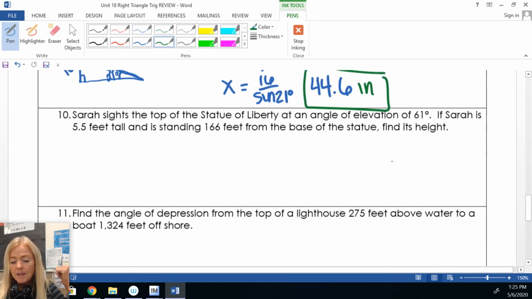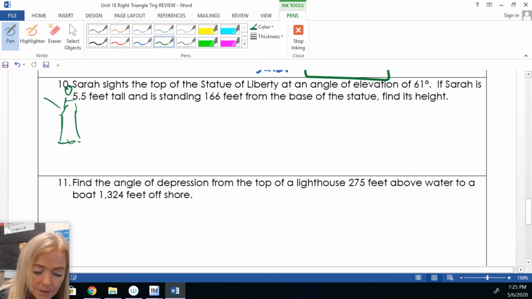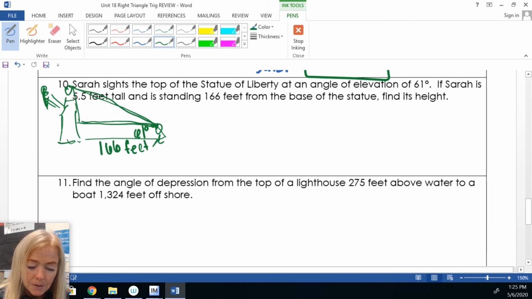All right, number 10. Sarah sights the top of the Statue of Liberty at an angle of 61 degrees. So here's the Statue of Liberty. Here she is holding her fire thing. All right, so at an angle, she's sighting. So here's Sarah. She's looking up at the top of that Statue of Liberty at an angle of 61 degrees for that triangle. She's standing 166 feet from the base of the statue, and she's 5.5 feet tall. So where she's sighting the top of the statue is going to be that triangle right there. And then her height is 5.5 feet tall.